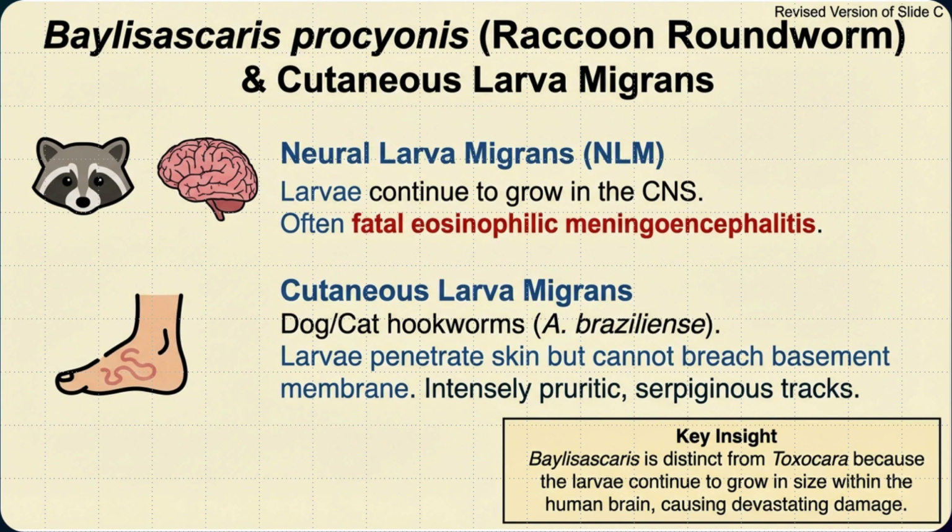Toxocara larvae generally stay microscopic, but Baylisascaris larvae have a horrific trait. They continue to grow in size as they migrate through the human body. And they have a really bad preference for where they migrate, right? They love the central nervous system, neural larva migrans. So you have a worm getting bigger and bigger while it tunnels through a child's brain tissue. It causes severe eosinophilic meningoencephalitis, and it is frequently fatal or leaves the patient with permanent brain damage.